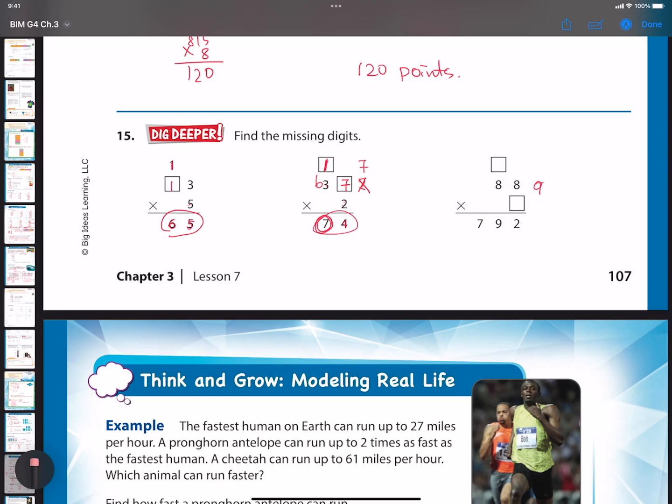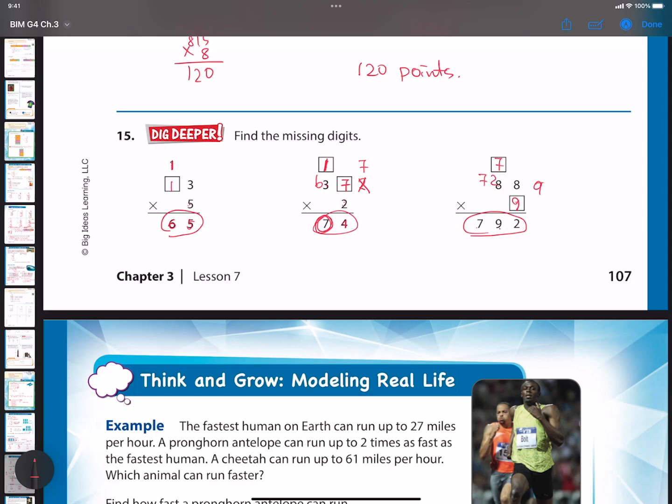So let's try number 9 now. Okay, so 9 times 8 is what? 72, right? And we are going to add what? 8 times 9, 9 times 8, 72. When you add them together, 79. Oh, so the answer is what? 9. Okay, 9 is the missing number. All right, that's how you find it.